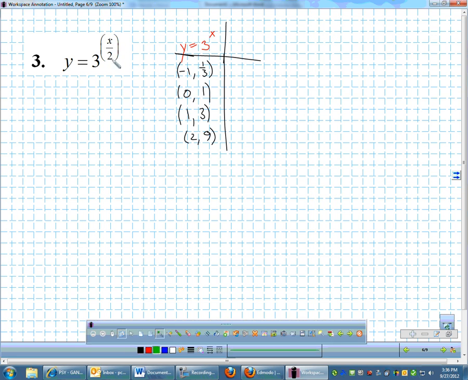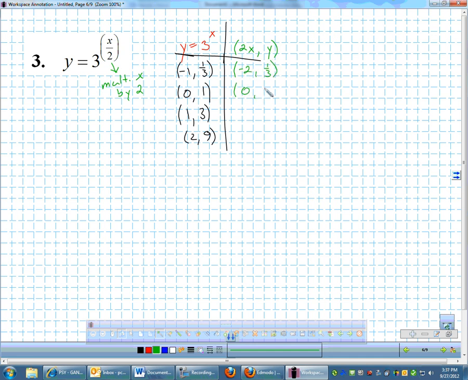I have x divided by 2, and it's in the parentheses with the x. So that means I'm actually going to multiply my x coordinates by 2. So I'm going to take all of those ordered pairs I just had, and I'm going to double the x-coordinates. My y-coordinate is going to stay the same. So instead of negative 1, 1/3, it's negative 2, 1/3. We're going to double all the x's.